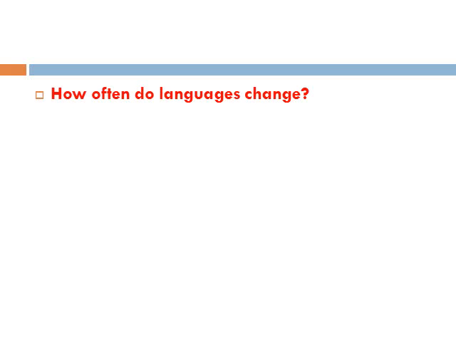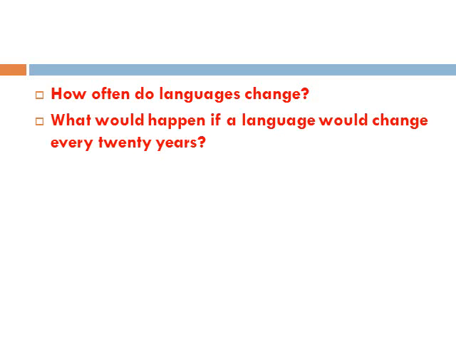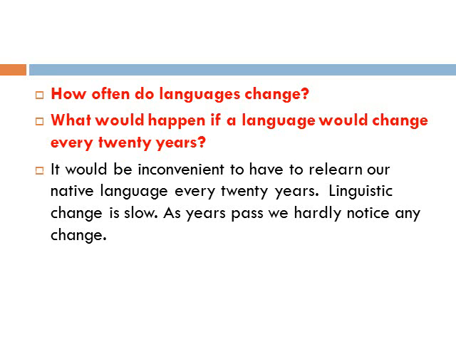So the coming question is, how often do languages change? And what would happen if a language would change every 20 years? So these two questions are related to each other. The point is, it would be inconvenient to have to relearn our native language every 20 years. So linguistic change is slow.